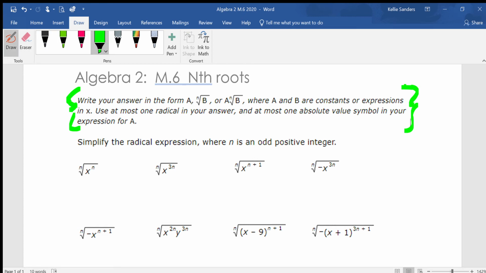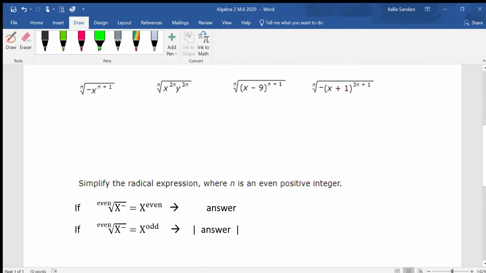Let me show you. Simplify the radical expression where n is an odd positive integer. Okay, n is an odd positive integer. I guess you don't really need to know the positive part, but n is odd. Remember, when n is odd, that's when we don't have to think about absolute value signs. Then, when we get down here, I remind you of the rules.